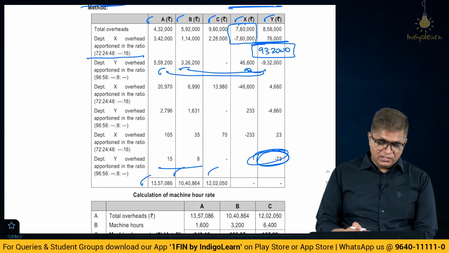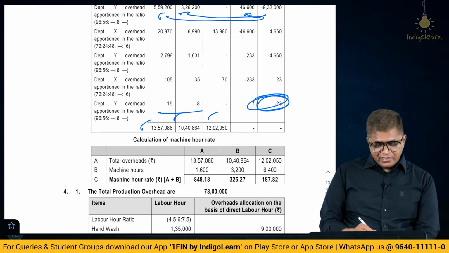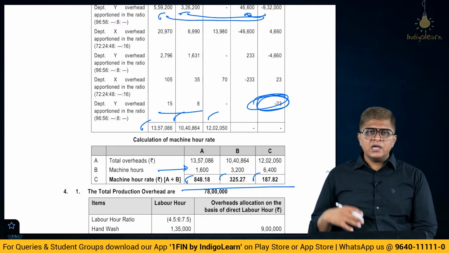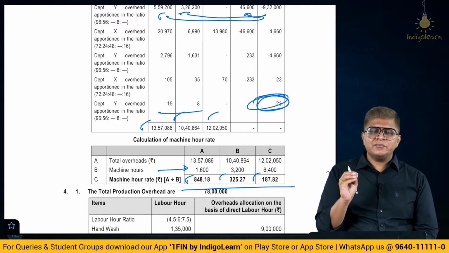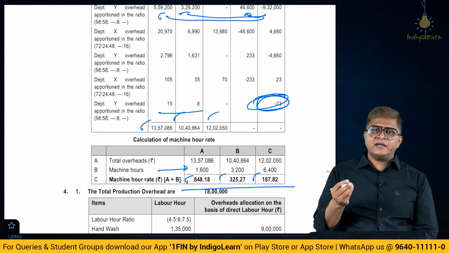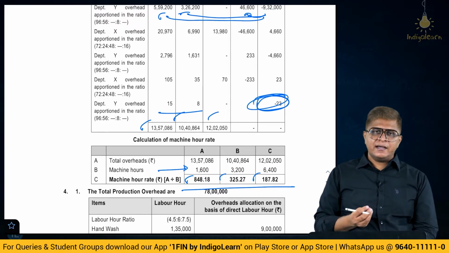12,02,050. Once we have that, we will divide it by the number of machine hours to arrive at the machine hour rate for each of the departments. So that is how the distribution and redistribution of overheads is to be computed, and finally the machine hour rate for the production departments is to be computed.